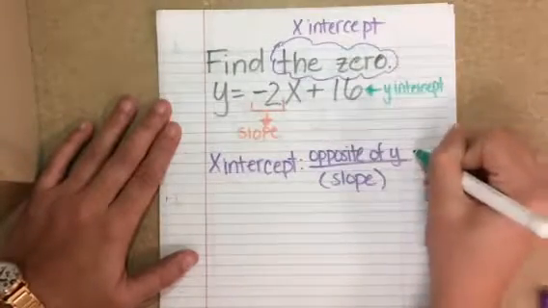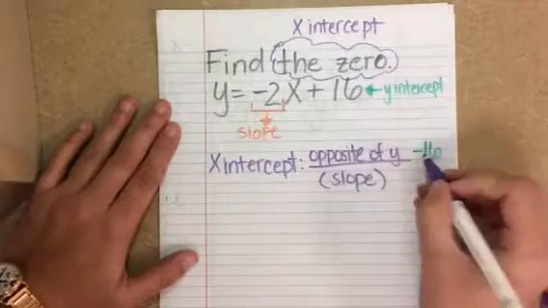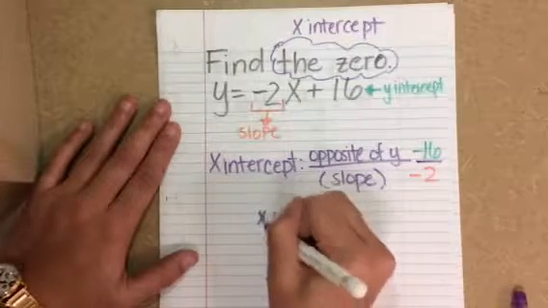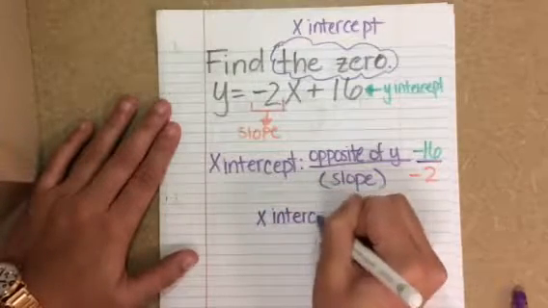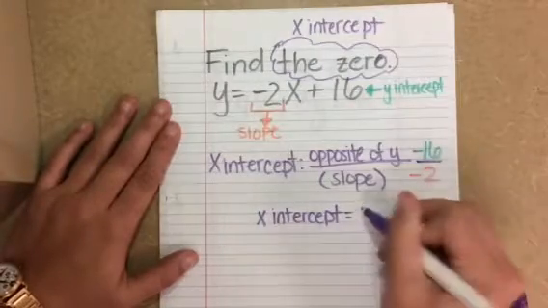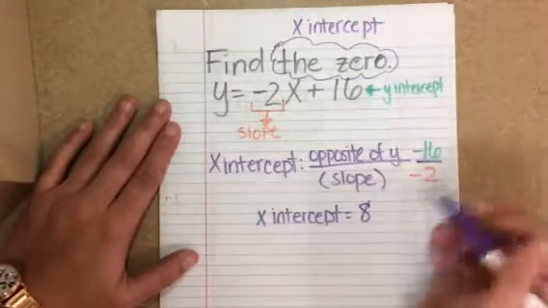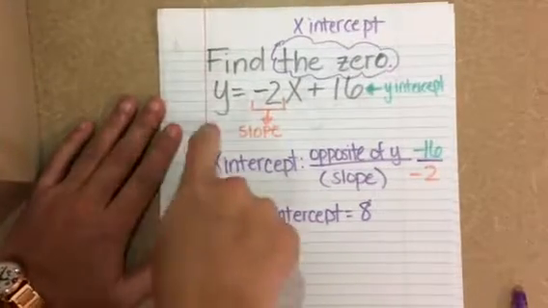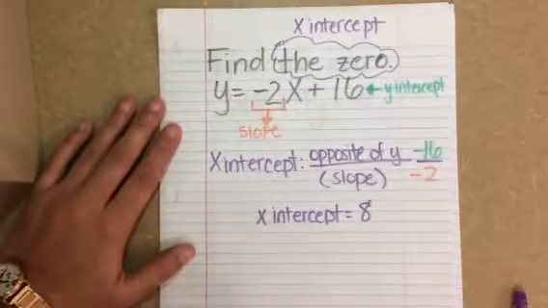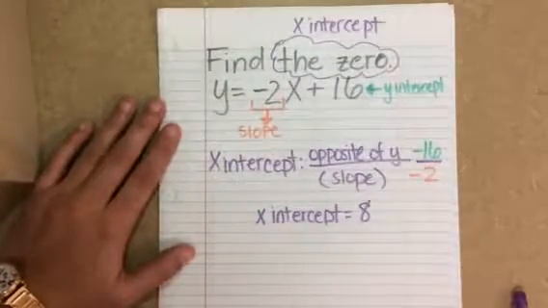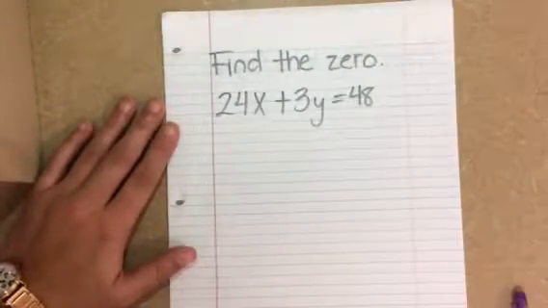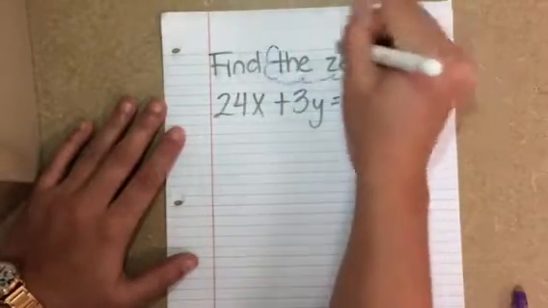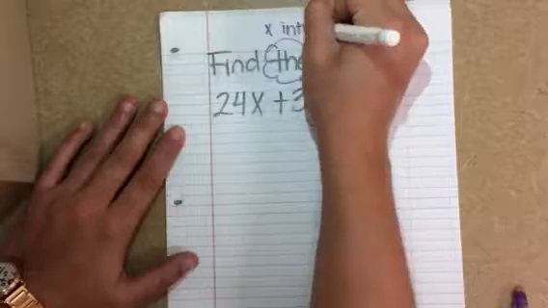So if it's a positive 16, it would be a -16 divided by -2, and I get that my x-intercept equals a positive 8. This one's simple because it was already in y equals. The next problem, it's not in y equals. So when they ask for the 0 here, once again, the 0 means they want the x-intercept.